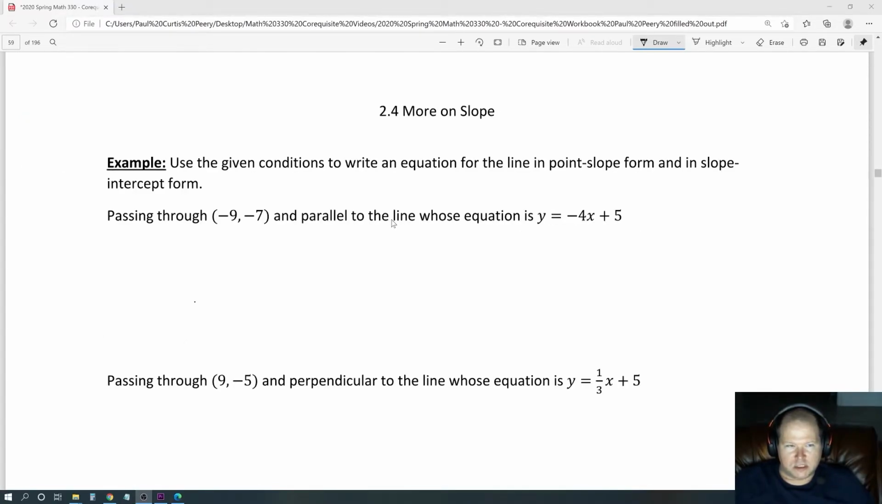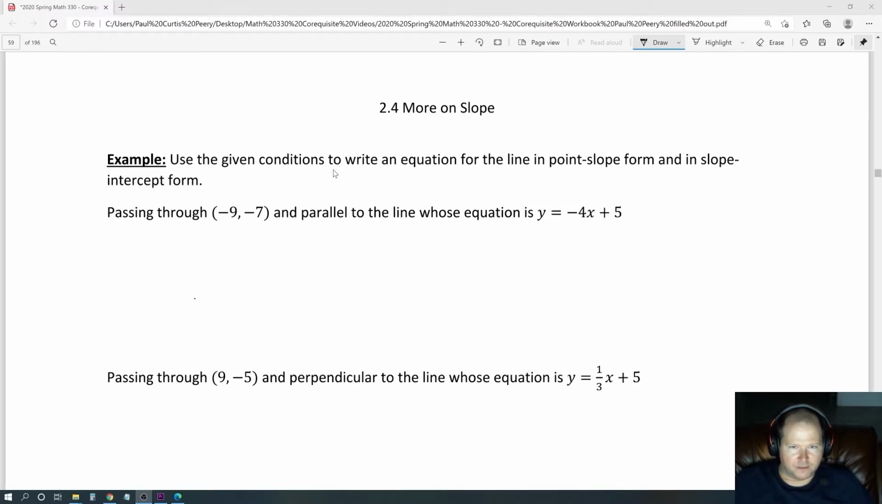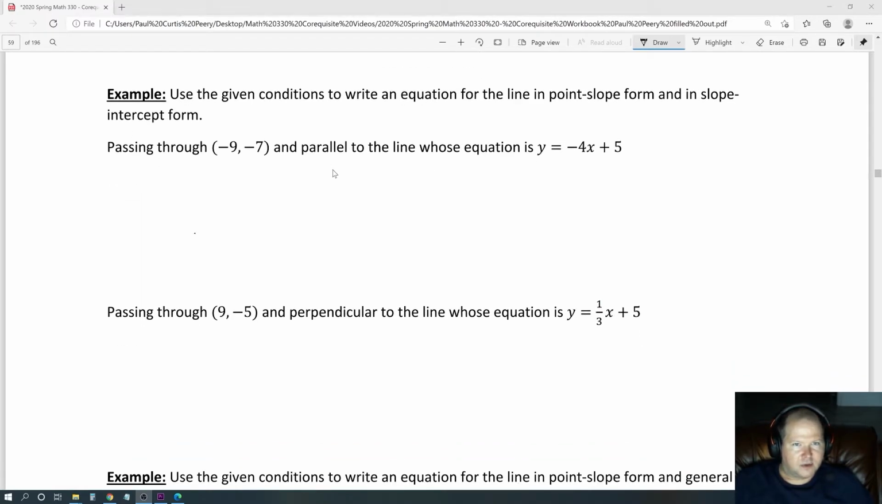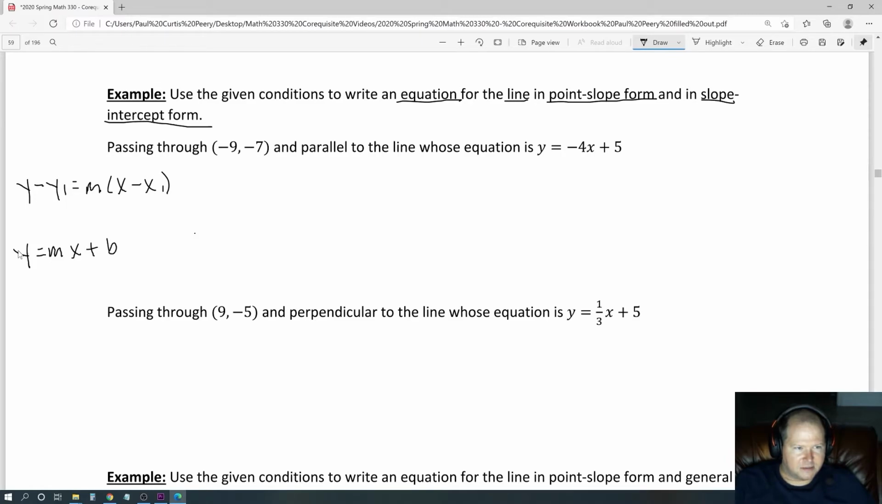2.4, more on slope. Example: use the given conditions to write an equation for the line in point slope form and in slope-intercept form. Okay, so if we want to write a linear equation in point slope form, the formula for that is y minus y1 is equal to m multiplied by x minus x1. And they want you to put it in slope-intercept form. And slope-intercept form is y is equal to mx plus b.